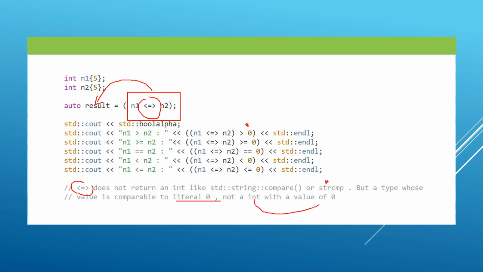If you try to do this, you're going to get a compiler error. So this is really meant to be compared to a literal value of 0 and not a value of 0 that is stored in a variable. You really need to know this.